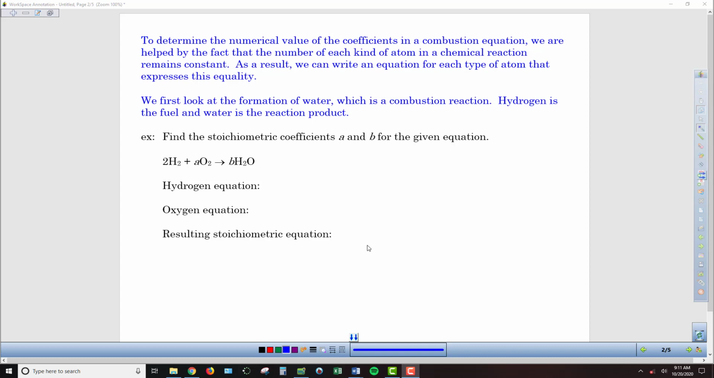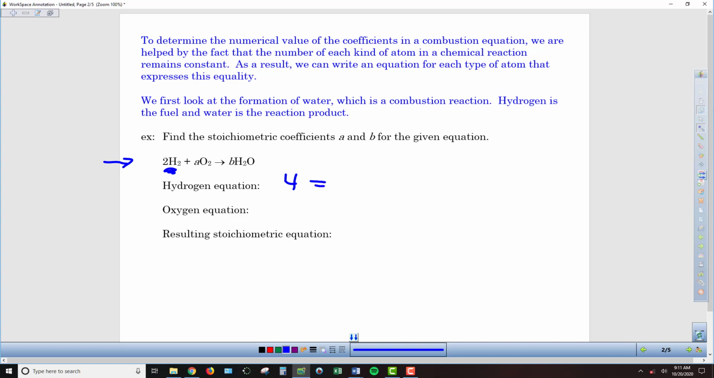If we take a look, for example, at the formation of water, we have a stoichiometric equation here that is a combustion reaction. We are reacting hydrogen gas with oxygen to form water. To balance an equation like this, we have to have the same number of atoms of each element on both sides of the reaction. I've kick-started us a little bit. We've got 2 moles of hydrogen gas, so that means I have a total of 4 hydrogen atoms on that left side of the equation.